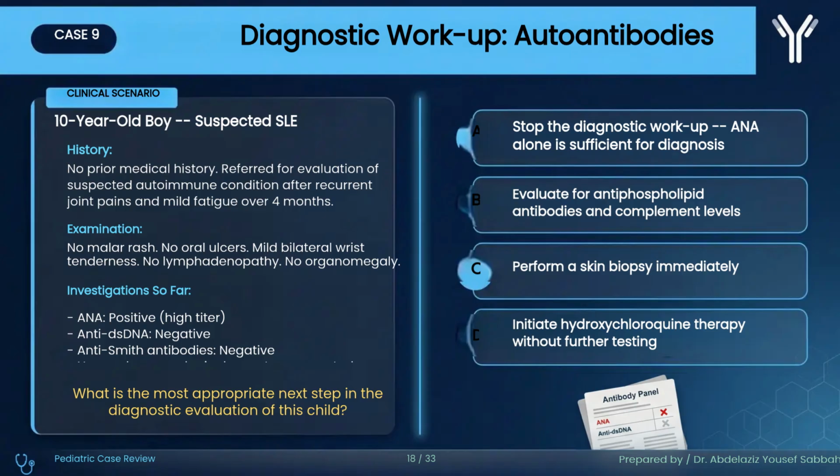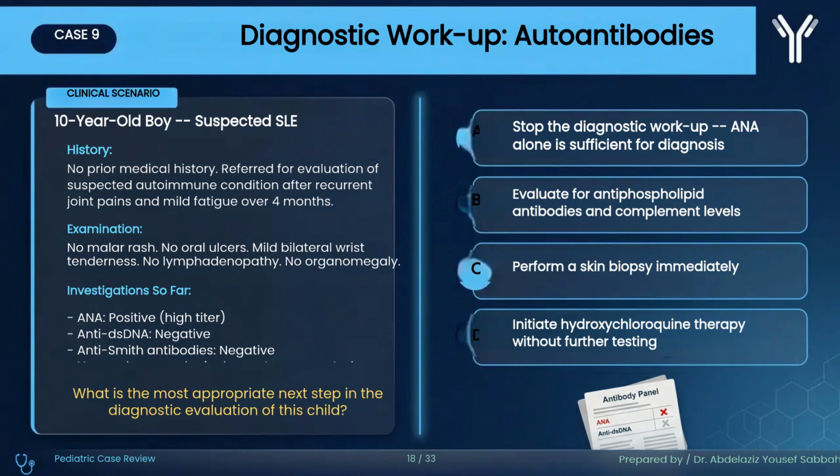Investigations so far: antinuclear antibody positive at high titer, anti-double-stranded deoxyribonucleic acid negative, anti-Smith antibodies negative, and no renal or neurological symptoms reported. What is the most appropriate next step in the diagnostic evaluation of this child? Option A, stop the diagnostic workup. Antinuclear antibody alone is sufficient for diagnosis.